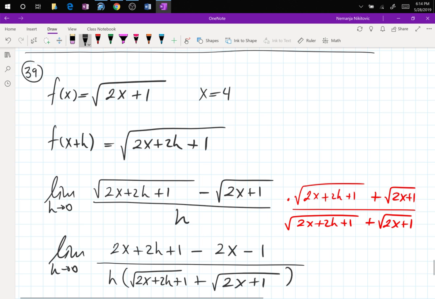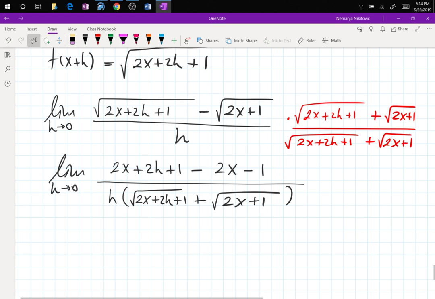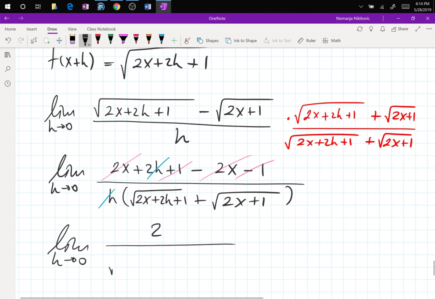So it's messy, but doable. 2x, negative 2x, plus 1, negative 1, cancel. And then finally, we can cancel h and h. So limit as h goes to 0, the only thing that stayed up there is 2. And in the denominator, we have square root of 2x plus 2h plus 1 plus square root of 2x plus 1.